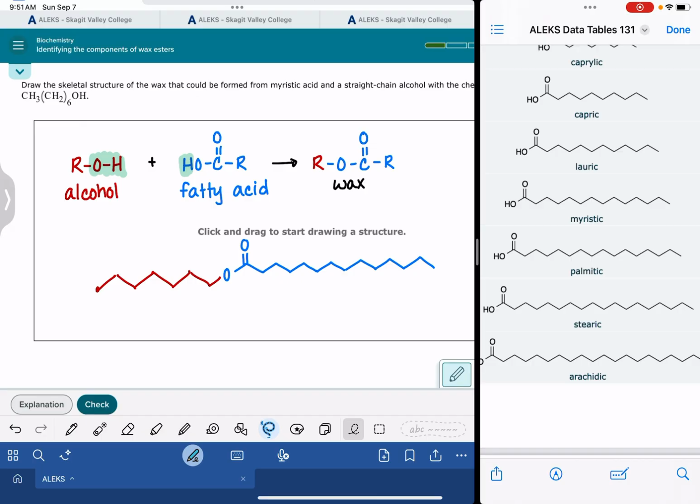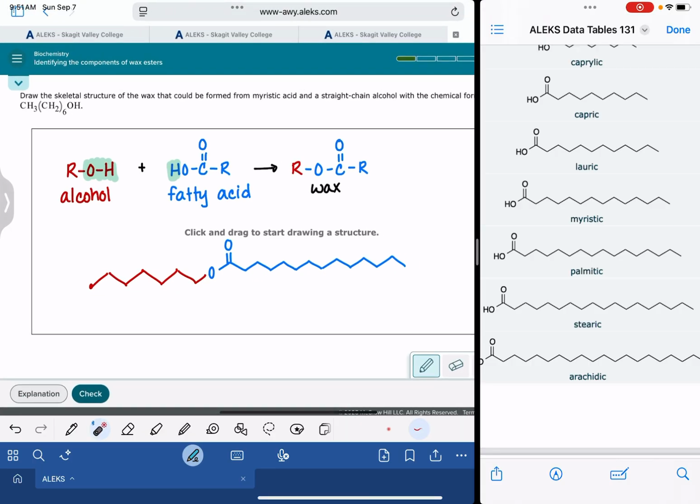Now, it is pretty easy to lose carbon atoms when you draw this out. So the last thing that I would recommend is that you double check and count to make sure all of your carbon atoms are present. We had 7 total carbon atoms in the alcohol, and we had 14 carbon atoms in the myristic acid. So we should have 21 total carbon atoms in our wax. 1, 2, 3, 4, 5, 6, 7, 8, 9, 10, 11, 12, 13, 14, 15, 16, 17, 18, 19, 20, 21.